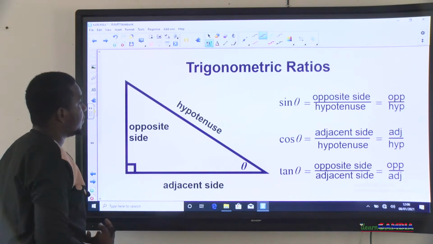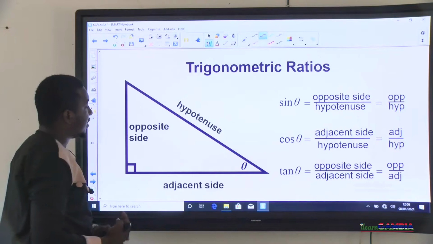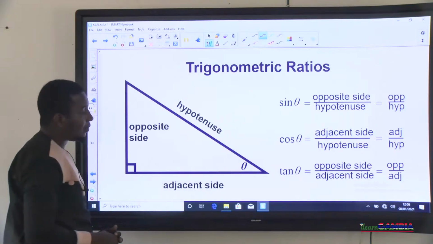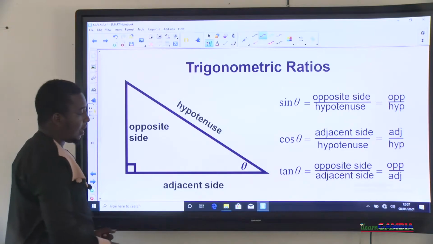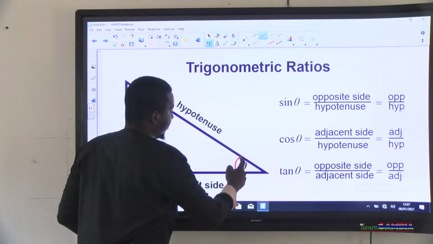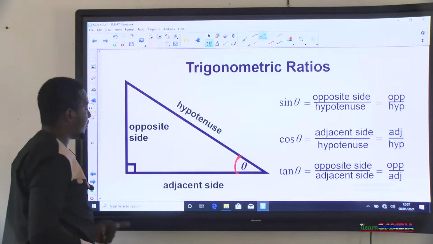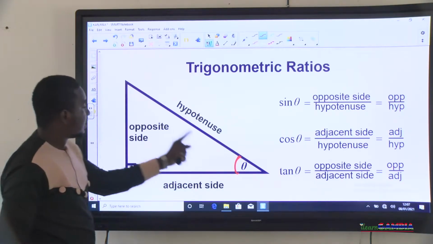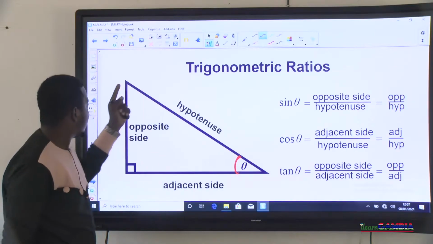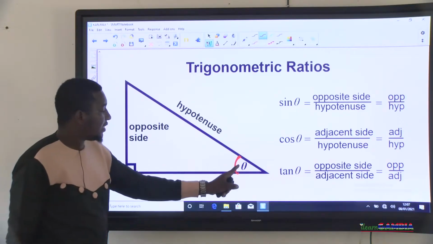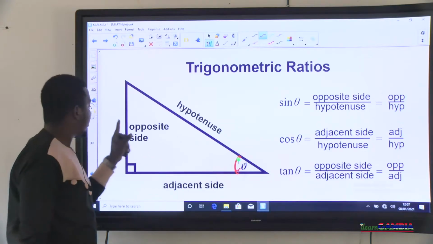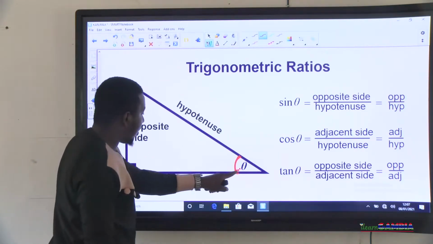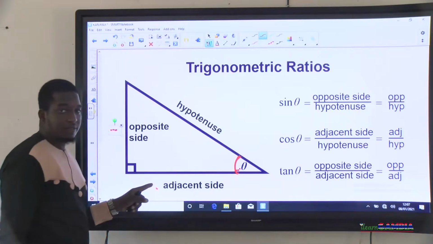So we move on to the trigonometric ratios itself. For instance, when we have a right angle triangle and our angle here is theta, remember we have three sides in the triangle. The longest side we call the hypotenuse. The opposite of the angle theta, we call the opposite side. And the side adjacent to angle theta, we call the adjacent side.